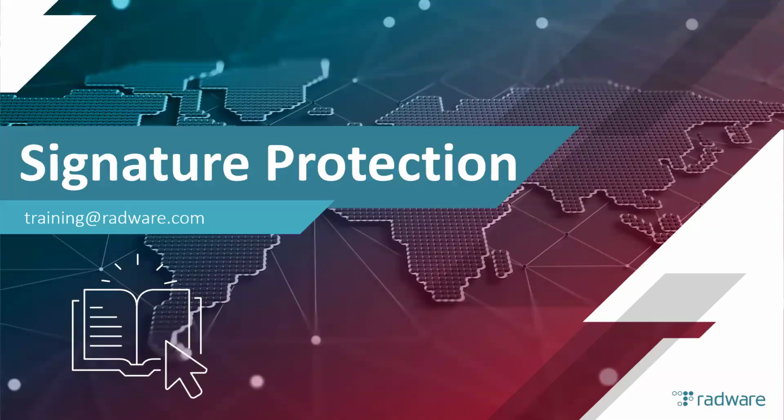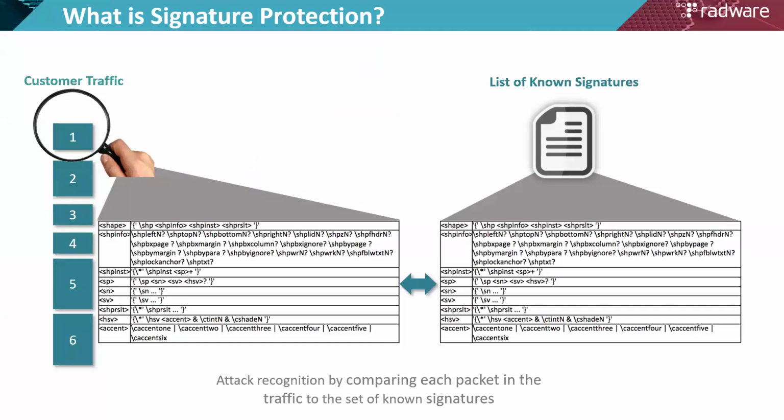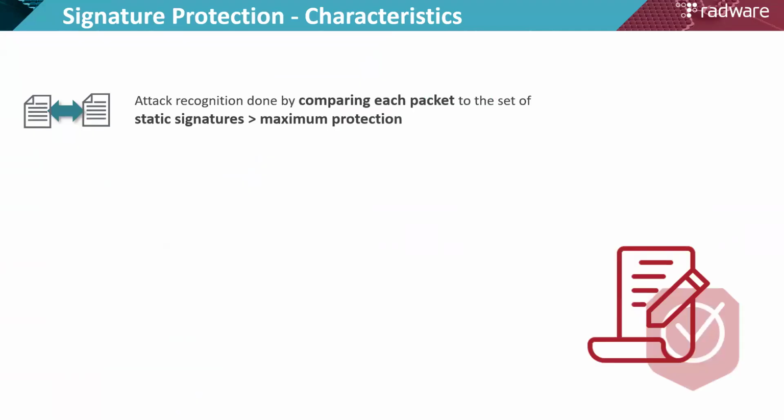Next, we have signature protection. Signature protection is used to protect against known vulnerabilities. The signature protection profile is a function or feature of DefensePro which protects your servers against known vulnerabilities. Radware generates signatures to protect against these vulnerabilities, and they are provided to you on a weekly basis if you subscribe to the signature update service.